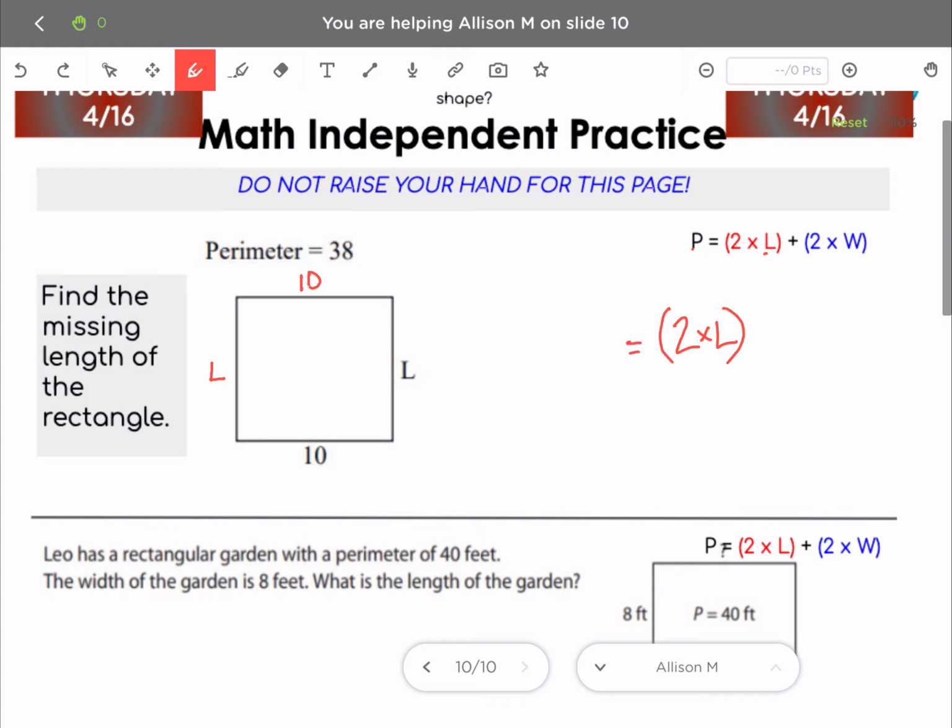We do know what P is, the perimeter. It gives you 38, so we do know what that is. We just bring down the addition sign, and then 2 times W. So is W 10 or 20? Well, W is on both sides. So W is 10. 2 times 10. Alright. That should get you started.